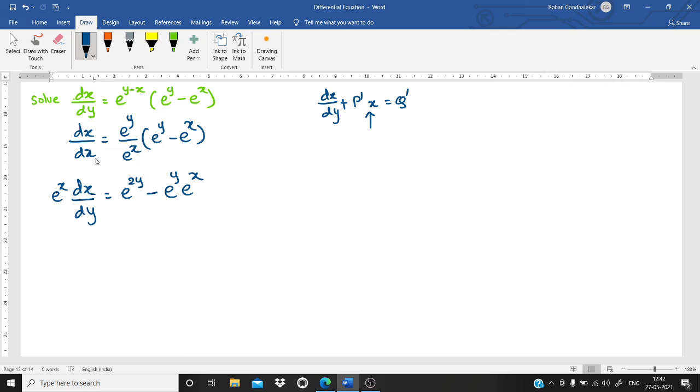Okay, fine. Again, you can look at here. Here we require the x raised to 1. But here, this is the only term which has e raised to x other than the differential. So we shift this term to the left. We get e raised to x into dx by dy plus e raised to y into e raised to x is equal to e raised to y.